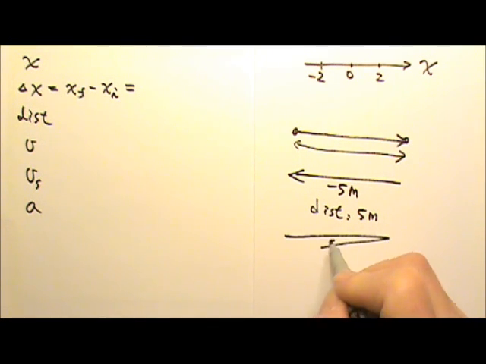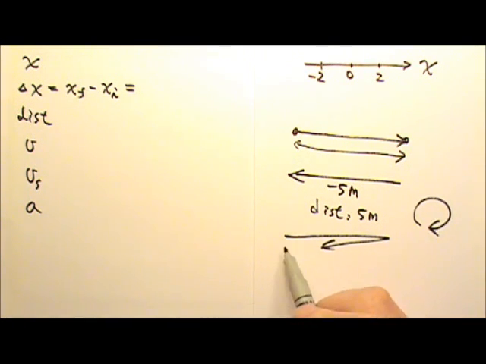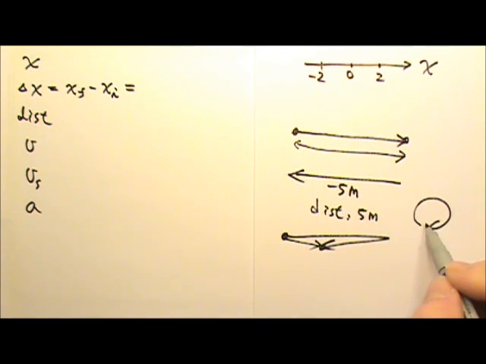But if an object goes zigzag or circles around, then the position changes from here to here, and the displacement will not be the same as the distance traveled. Same thing here. If the object circles around, the changing position will be from here to there, but the distance traveled would be the length of this path. So if an object zigzags or circles around, the displacement and the distance traveled would not have the same numbers.